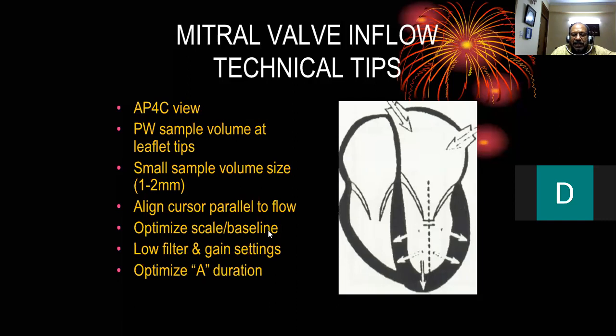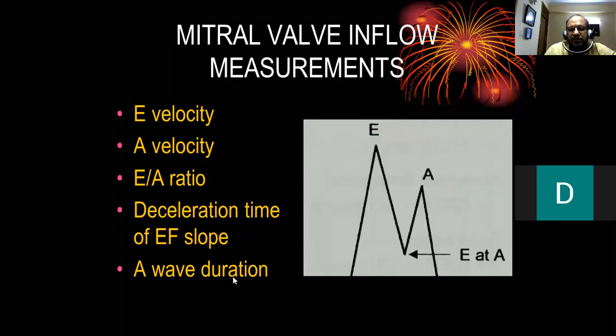Optimize scale and baseline, low filter and gain settings, and optimize A wave durations. Then we derive E wave, we derive A wave, then we take the E/A ratio, and the most important one: even though this is not there in the guidelines anymore after 2016, I always spend time on this E/A ratio, this E wave deceleration time.